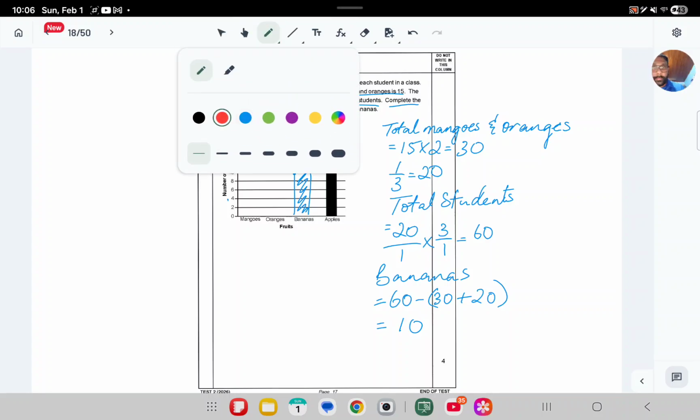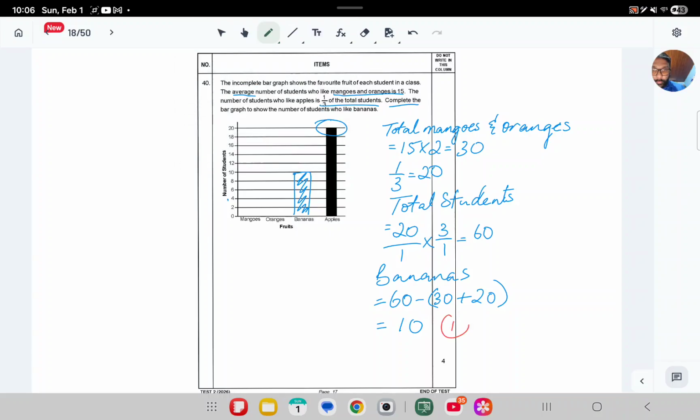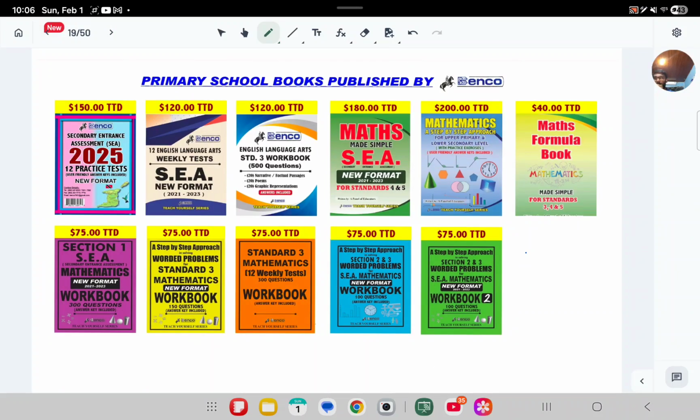The marking scheme is very simple. We get 1 mark for the value, 1 mark for completing, 1 mark for oranges and mangoes, and 1 mark for the total. So that's how we get 4 marks. And that's it for section 3, 2026, test 2.